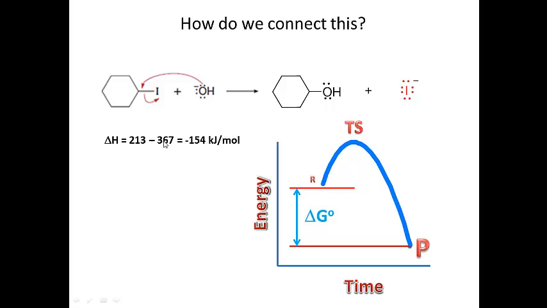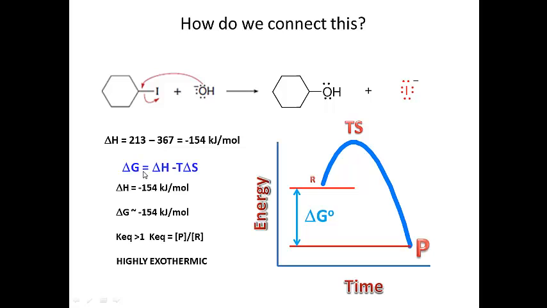for delta G. So here, if you remember this equation, delta G equals delta H minus T delta S. So we've calculated delta H. If we ignore the entropy, then delta H and delta G are roughly equivalent. So from this information, calculating delta H, we know that delta G is about the same value.